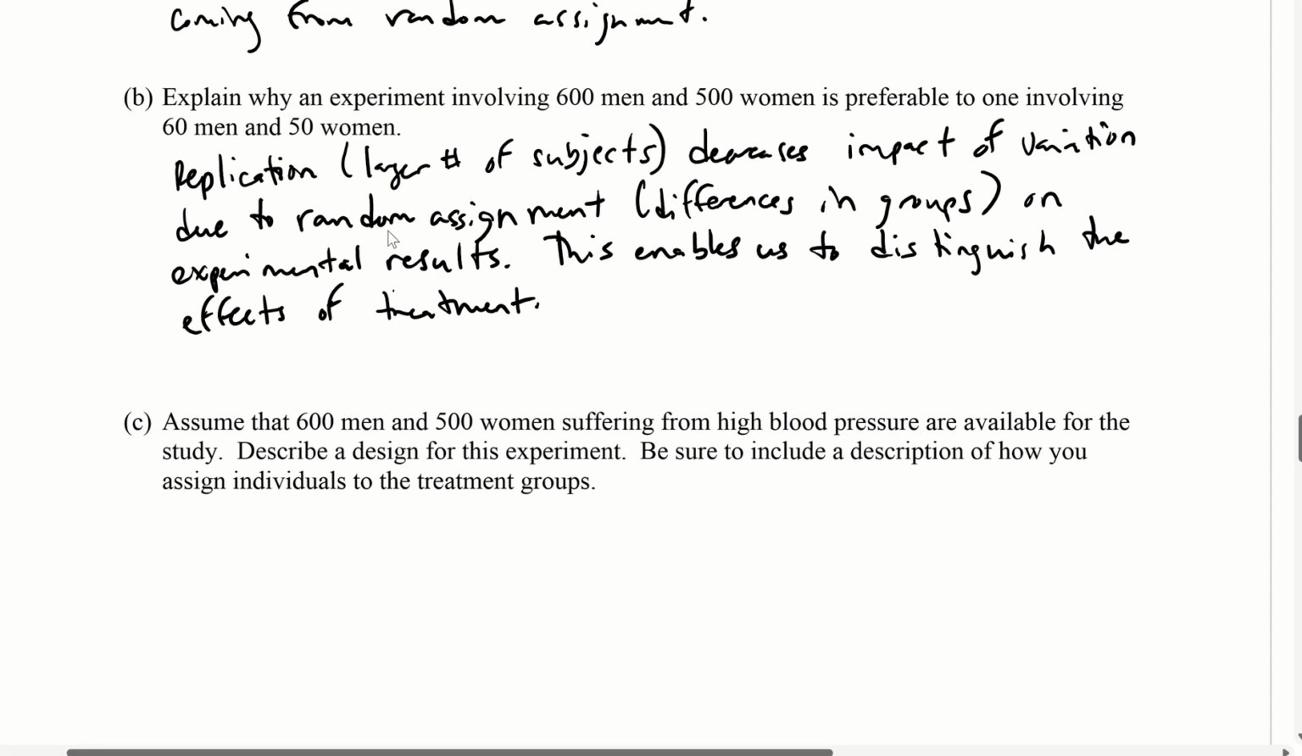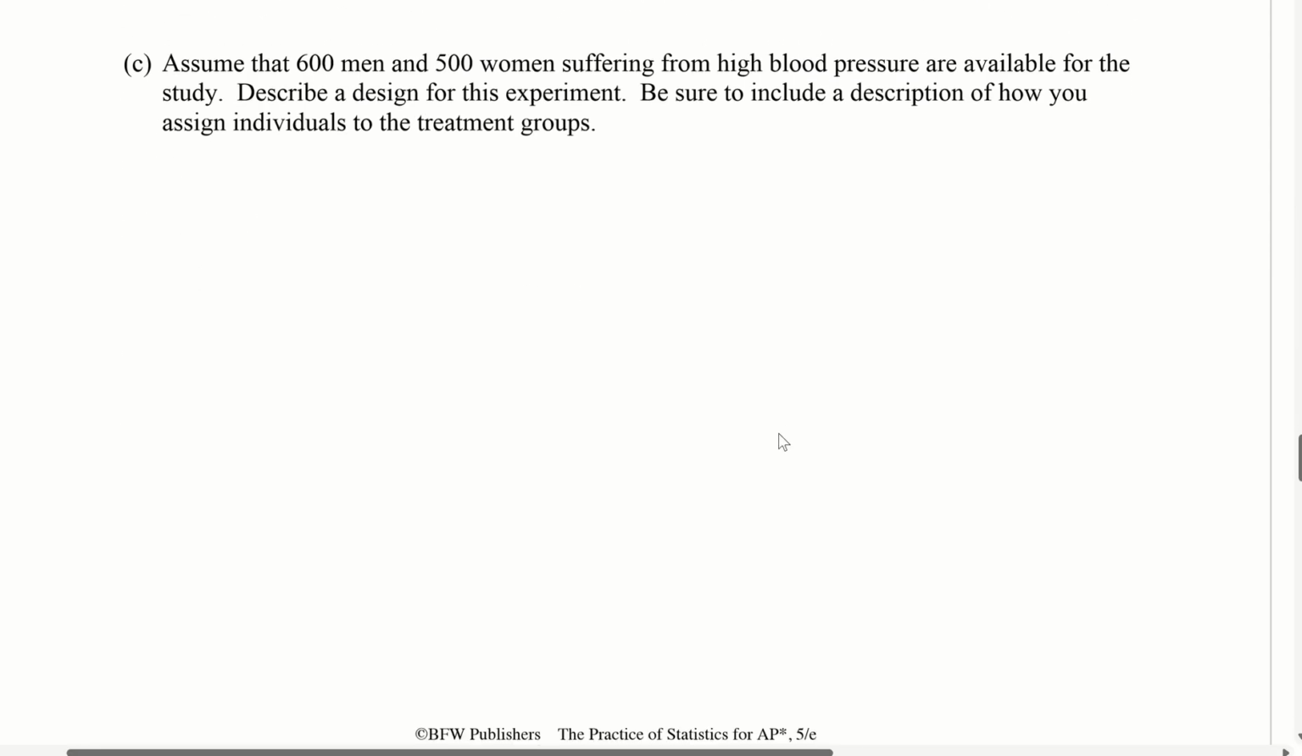All right, so in other words, what replication does is when you're randomly assigning people into groups, you're going to have some variation in those groups just due to chance. And what you want to do is mitigate the impact that has on the results. So you want to get enough people where it averages out or reduces that effect, so that you can see whether it is due to treatment or due to a little bit of variation in the groups. And that's what replication does. All right, so that's part B.